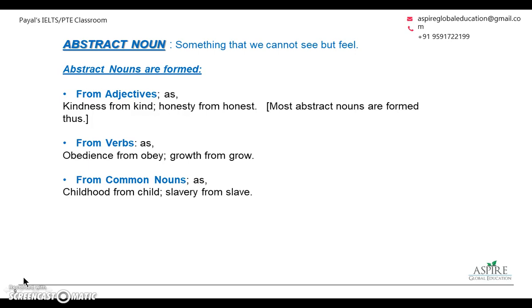Abstract nouns can be formed from adjectives, like kindness from kind, honesty from honest. Like, he's an honest person who is loved by everyone. Everyone loves him because of his honesty. You can make abstract nouns from verbs: obedience from obey, growth from grow. You can make abstract nouns from common nouns: childhood from child, slavery from slave.